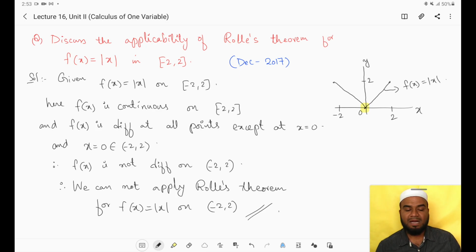In the next class we will start with what is Lagrange's theorem and the proof of Lagrange's theorem, how to prove that. Then we will see the geometrical interpretation of Lagrange's mean value theorem, and problems, same two kinds of problems: verification of Lagrange's mean value theorem and applicability of Lagrange's mean value theorem, that we will try to cover in the next two classes, right?